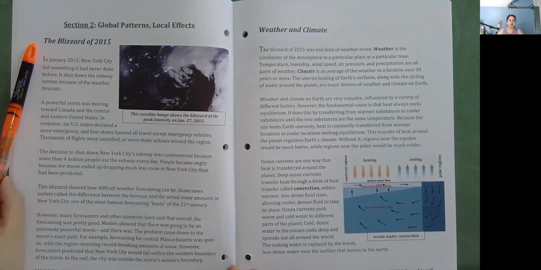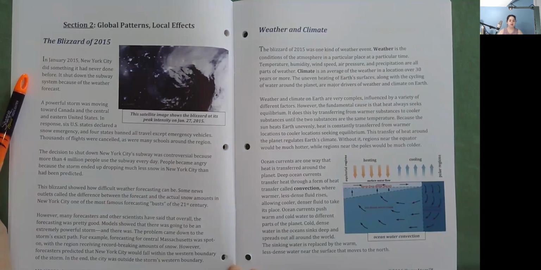Section 2. Global Patterns, Local Effects. The blizzard of 2015. In January 2015, New York City did something it had never done before. It shut down the subway system because of the weather forecast. A powerful storm was moving toward Canada and the central and eastern United States. In response, 6 U.S. states declared a snow emergency, and 4 states banned all travel except emergency vehicles.